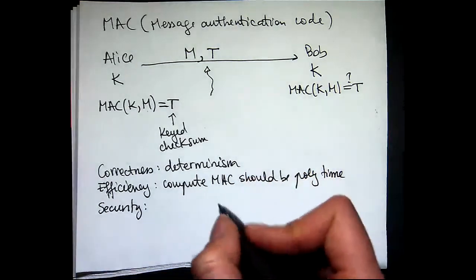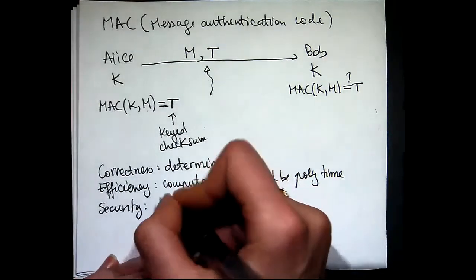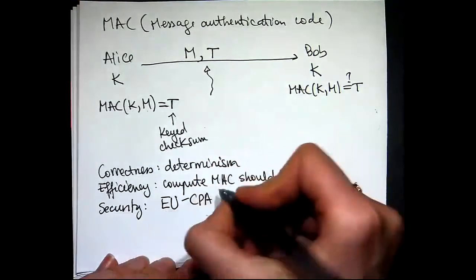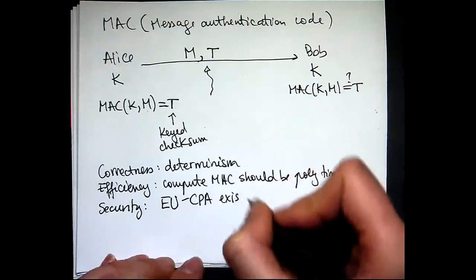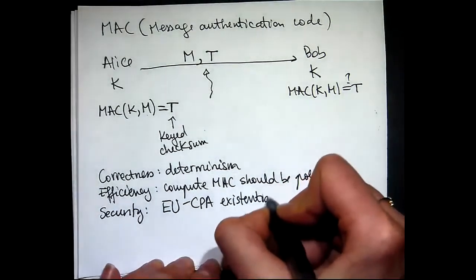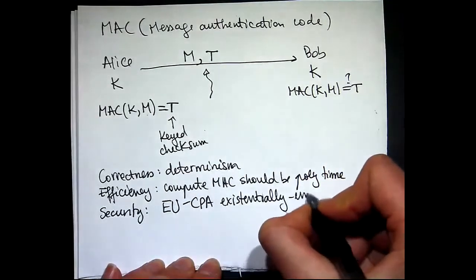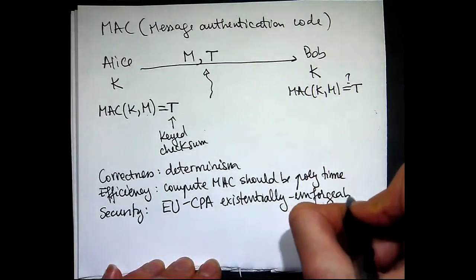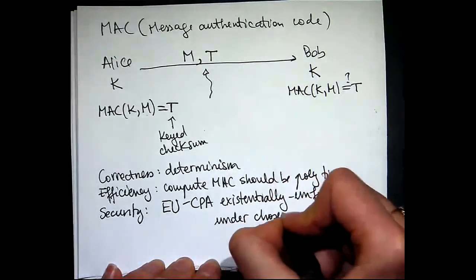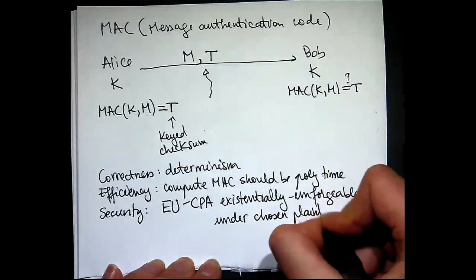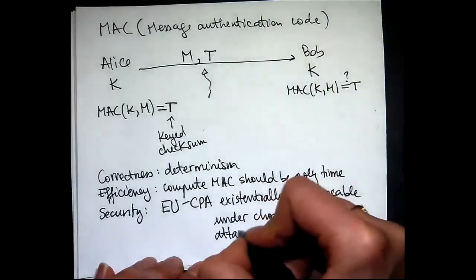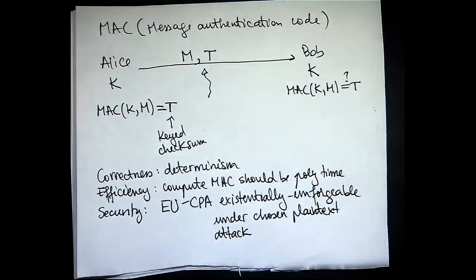And as usual, we have pretty long names in cryptography. So this definition is called EUF-CMA, which stands for Existentially Unforgeable under Chosen Plaintext Attack. And the reason is not that difficult to parse.